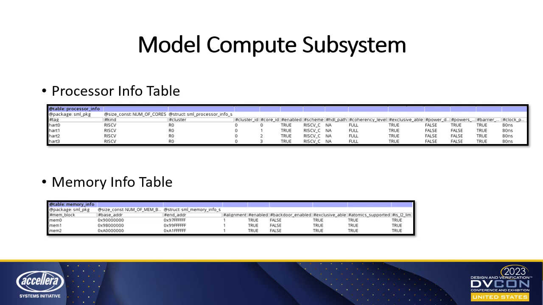The next table is a memory info table. It captures information related to all system memories. The table has an entry for each memory, its base address, its end address, and other memory attributes. The design specific info is then used to configure Perspec libraries.